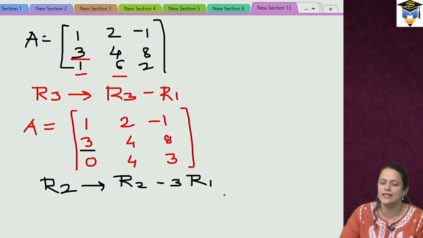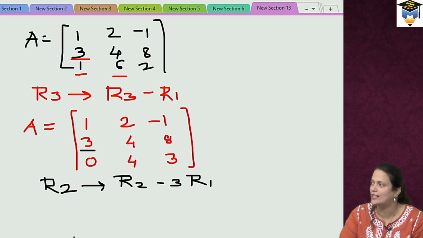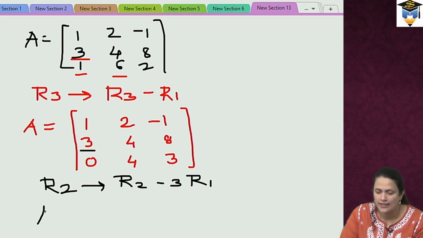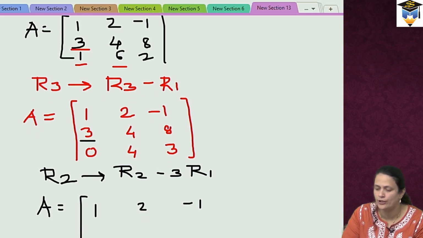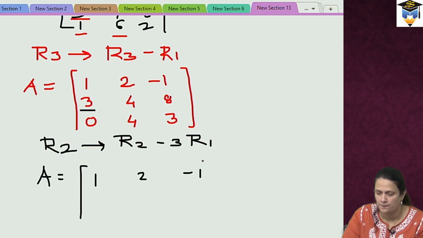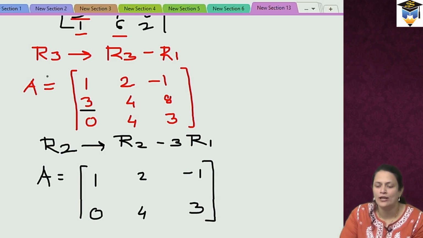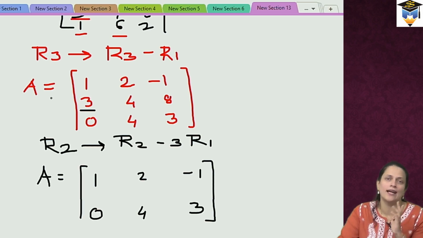So as you can see, R2 is transformed in such a way that it becomes R2 minus 3R1. Now again the matrix A, R1 will remain as it is, R3 will also remain as it is, only R2 is going to change. So how will R2 change? Let us find out. I am going to write down R3 also, and now I want to change R2. So R2 I will change as R2 minus 3R1.